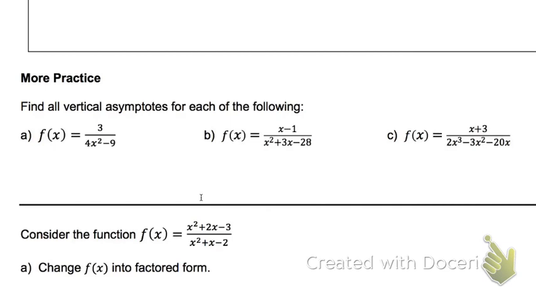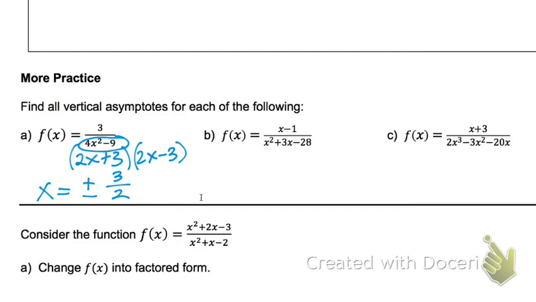So A, I'm just looking at the denominator here. How would I factor this guy? Let's let David do it. 2x plus 3, 2x minus 3. Boom. So my vertical asymptotes are what? And you can write it as plus minus when it's something like this. Plus or minus 3 over 2. Amazing.